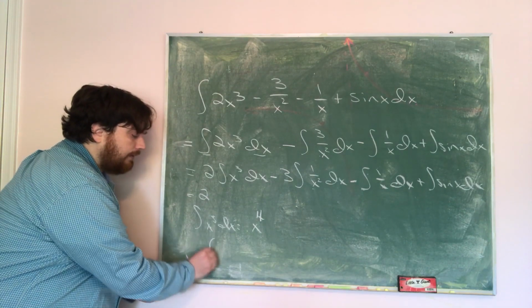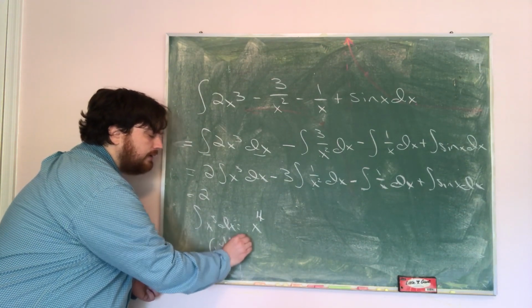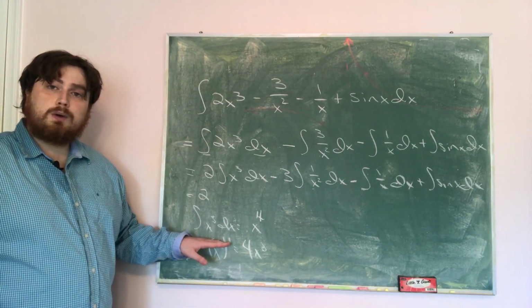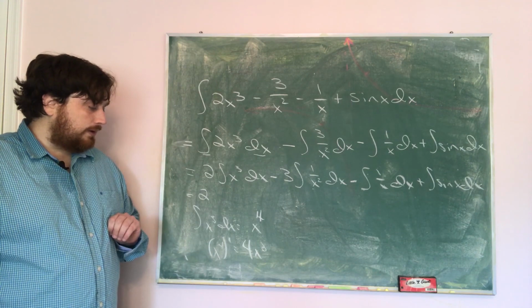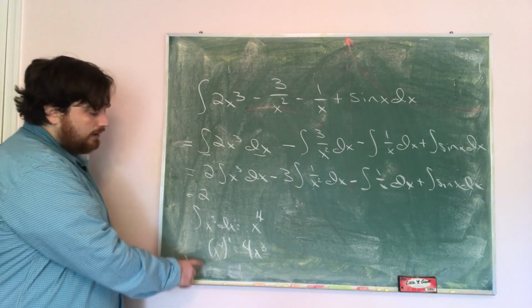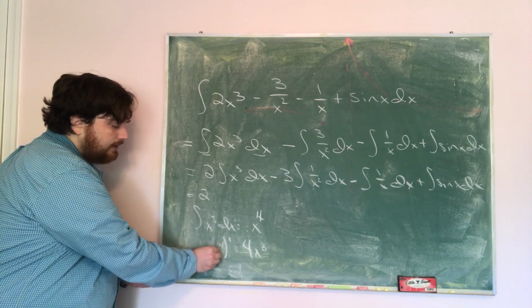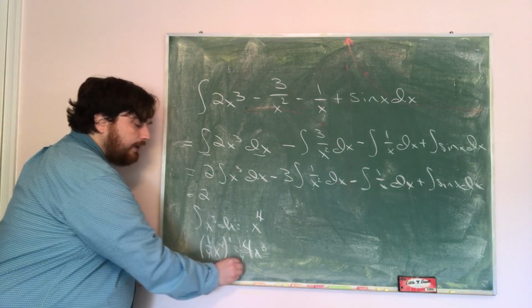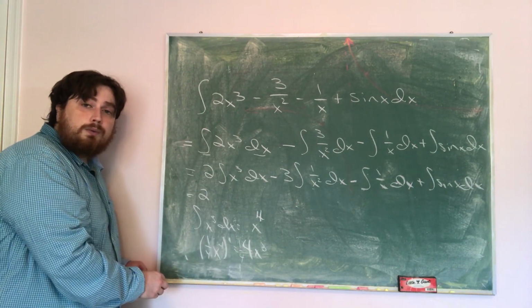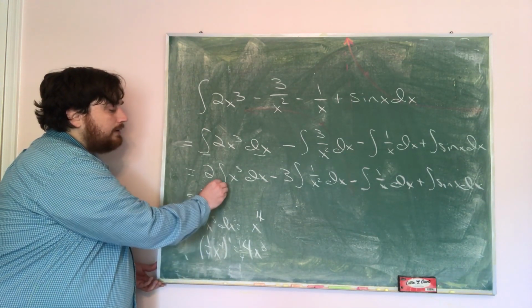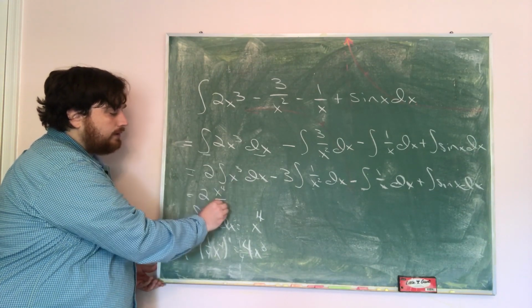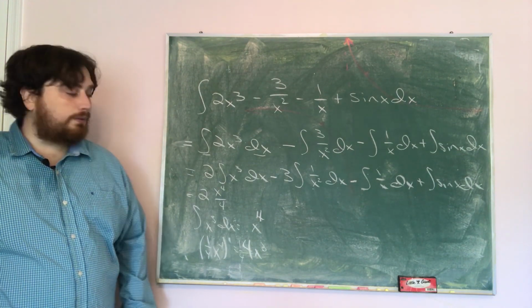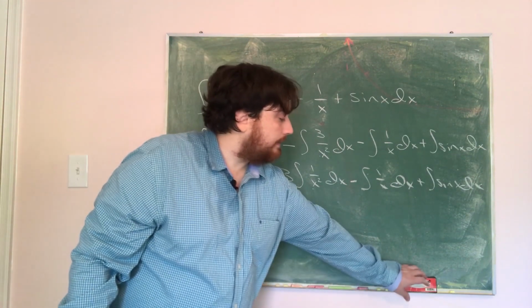If I take the derivative of x to the 4th, what I get is 4x cubed. So notice that I'm off by a factor of 4 if I'm looking for x cubed. But because you can factor constants out of derivatives, if I multiply by 1/4, that 1/4 will carry through, and then the 1/4 and the 4 cancel. And so an antiderivative of x cubed is x to the 4th over 4, because the derivative of x to the 4th over 4 is indeed x cubed.